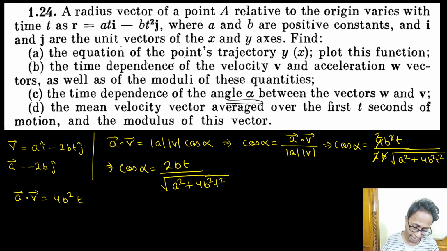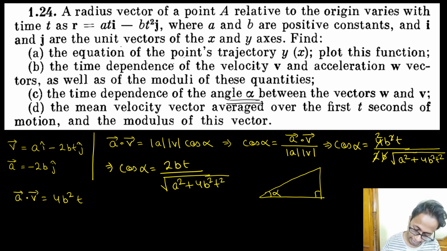Now the key might be given as tan alpha, but what we have found out here is cos alpha. So how do I convert cos alpha into tan alpha? Let's draw a triangle. This is 90, and let's say this is alpha. So what is cos alpha? Cos alpha is nothing but base by hypotenuse, so it's 2bt by under root of a square plus 4b square t square.